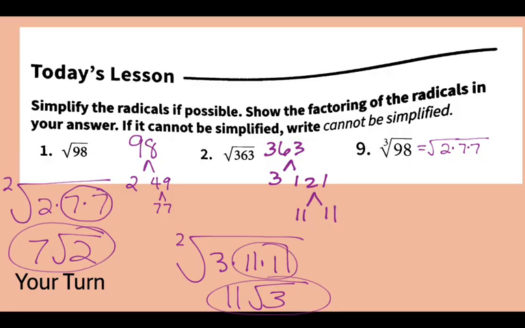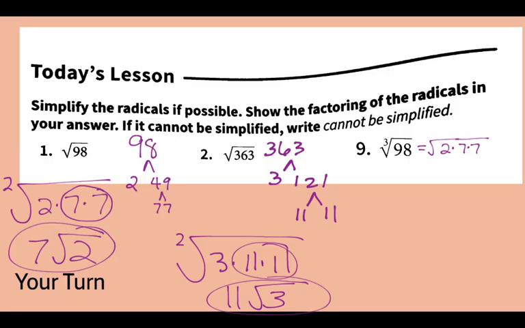Now, hey, Ben, am I going to take out doubles or triples on number 9? Triples. Where are my triples? Nowhere. There are no triples. Let's read the instructions at the top. Simplify the radicals, if possible. Show the factoring of the radicals in your answer. If it cannot be simplified, what do you write?